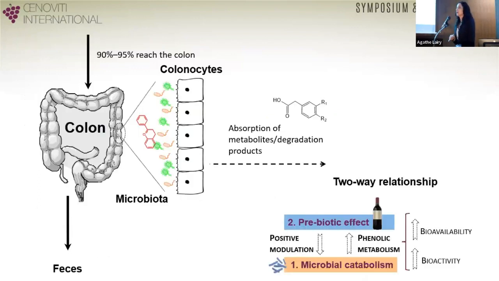When we get to the colon, around 90 to 95% of the total polyphenols that were ingested arrive here. And we have a two-way relationship. We can get microbial catabolism that will result in phenolic metabolites and will obviously have a great prebiotic effect, but we can have the other side also. The phenolics that are produced here can have a positive modulation on the microbial environment. So we will see examples of this two-way relationship.